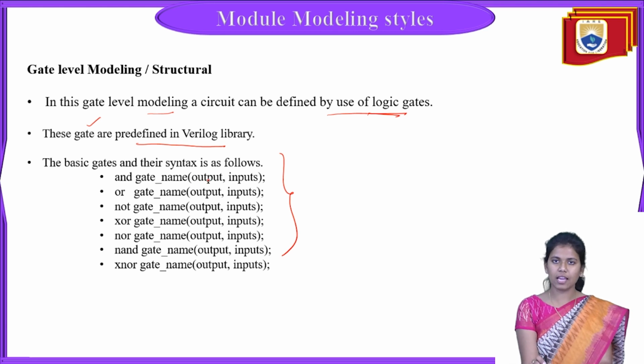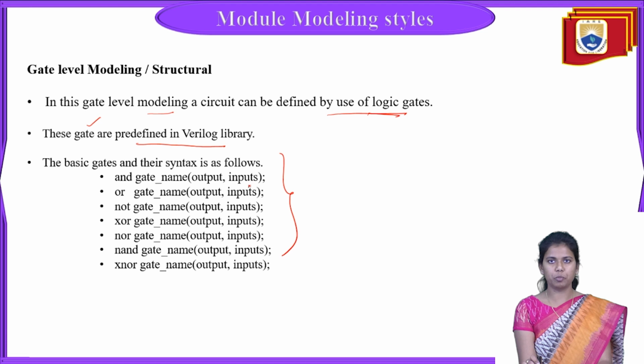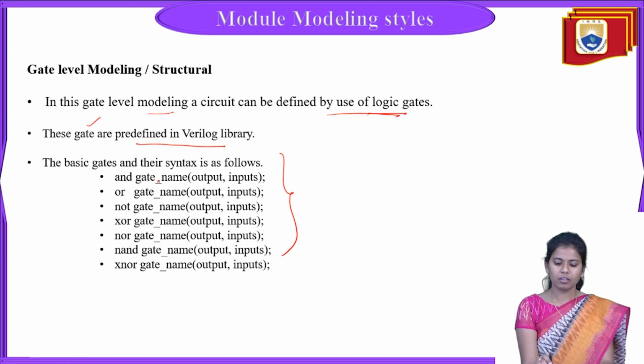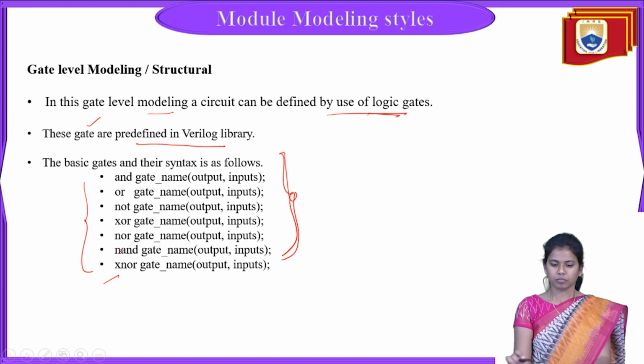So these are the basic gates and their syntaxes. This is how the basic gates are represented, with the gate name followed by the input and output ports, for AND, OR, NOT, XOR, NOR, NAND and XNOR. These are the logic gates predefined in the Verilog library, and these are the syntaxes.